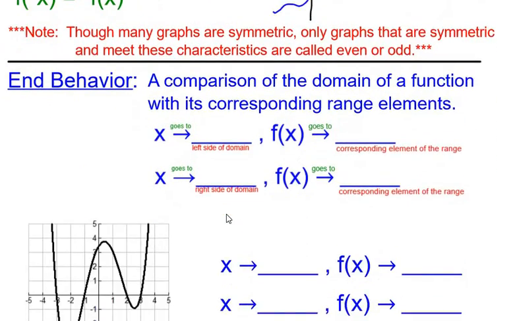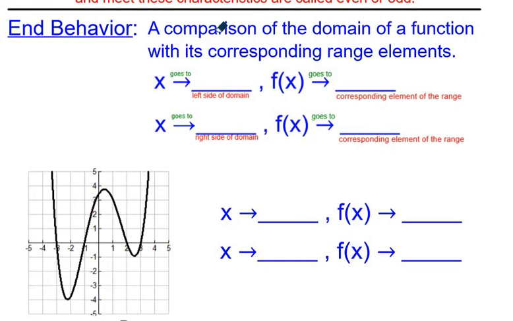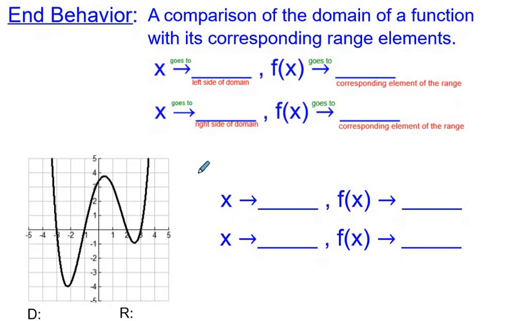There's something else called end behavior, which has a lot to do with domain and range, and you see it quite often like this on an assessment. And I put up here a translation of it. So end behavior is the comparison of the domain of a function with corresponding range elements. What that's saying is that x is going to go to the left side of the domain, and then you're going to tell me which part of the range it's corresponding to. And then we're going to talk about x going to the right side of the domain, and then talk about its corresponding range elements. So let's take a look at a couple examples.